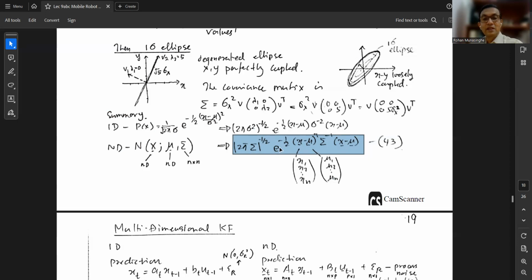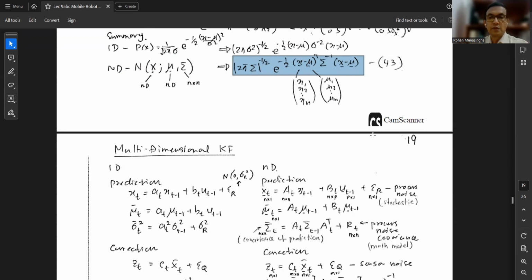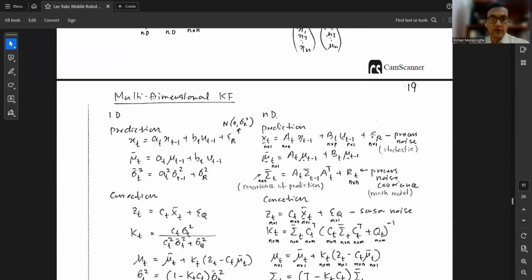And then the exponential part of that. Now we have vectors. X means x, y, z, and so on. Mu means mu x, mu y, mu z, and so on. All of the means of the individual variables. And then epsilon, sigma inverse. That is the inverse error covariance matrix, right? Any questions so far?